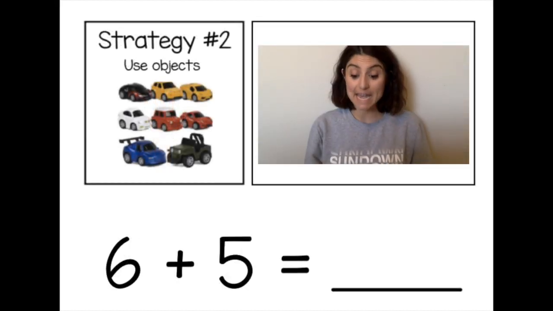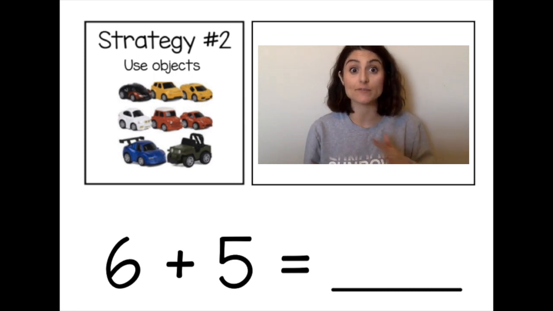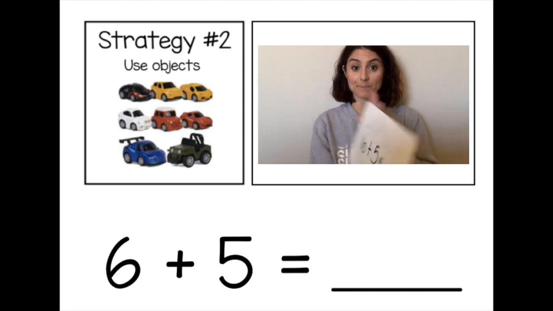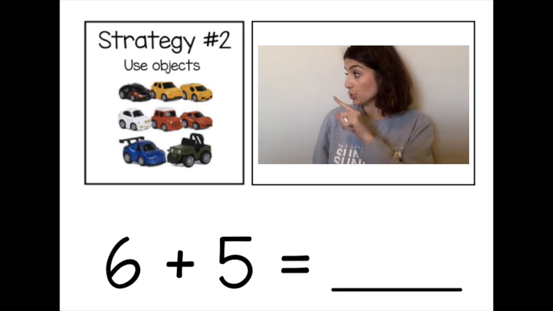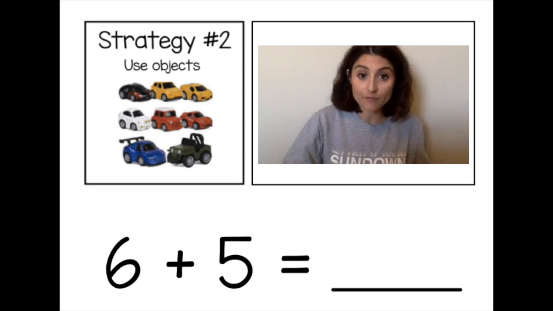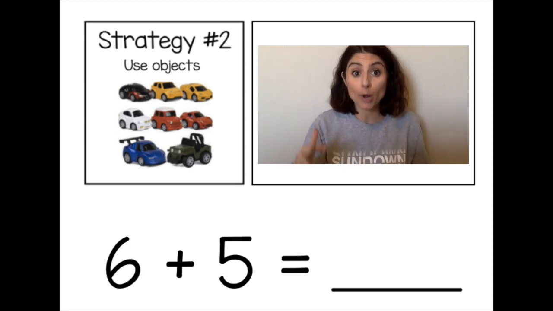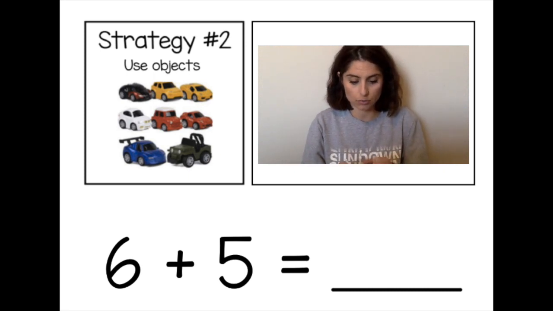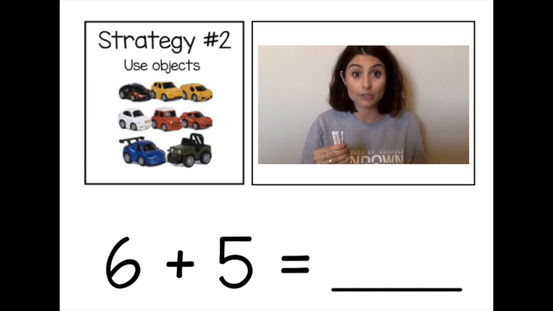All right, it looks like the next equation says 6 plus 5. So let's write that first. 6 plus 5. Okay. So since we're using objects for this strategy, whatever object you chose, you're going to have that in front of you. So the first add-in, the first partner is 6. So grab 6. Okay, I got 6. And then the second partner looks like we need to grab 5. So get 5 of that object.